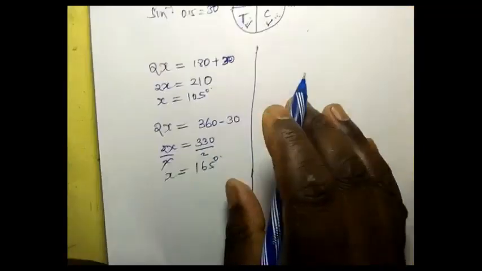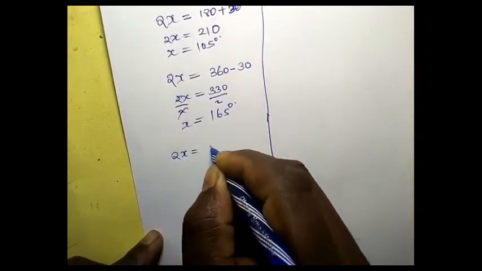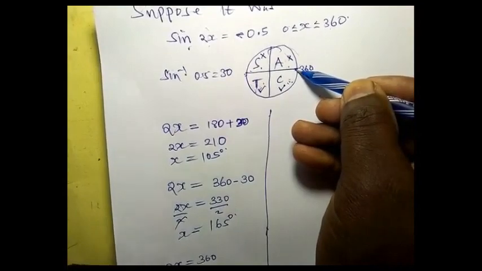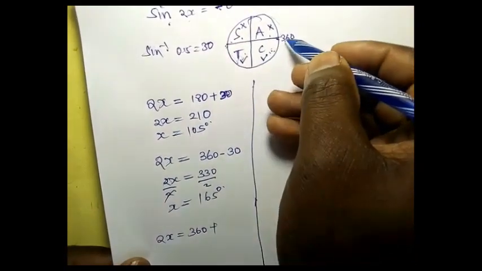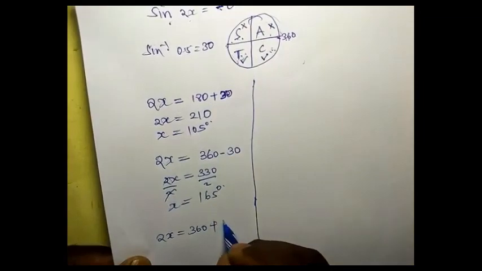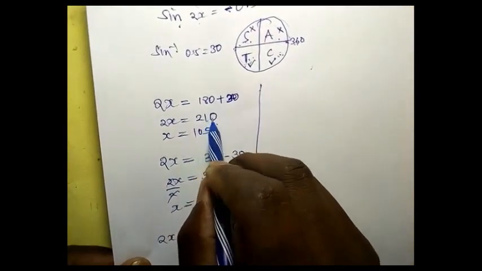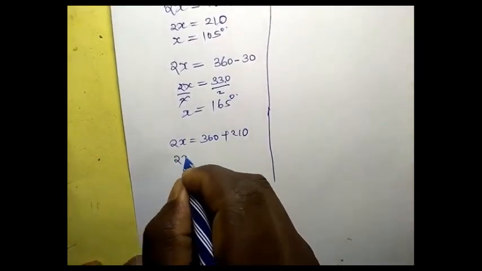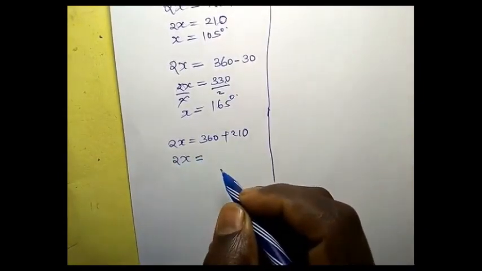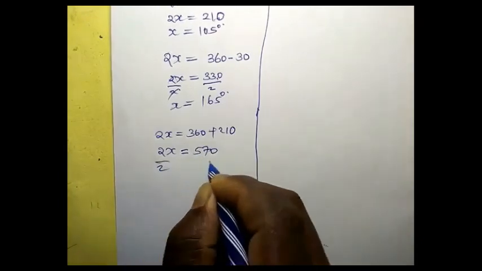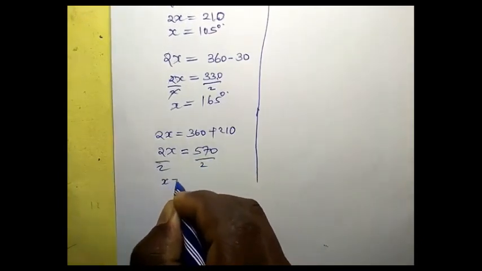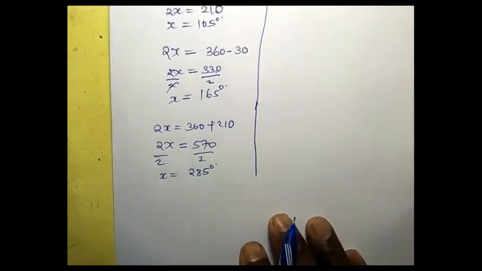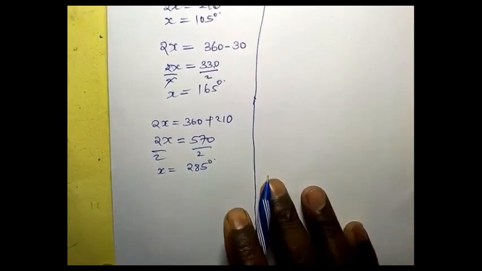Therefore, we are going 2x equal to 360, that is this one up to this point, plus 180 plus 30, which is 210. We start repeating this and this one. This one is 2x equal to 570. Divided by 2, so x is equal to 285 degrees.